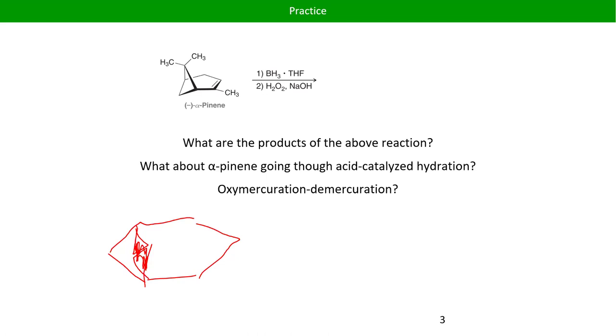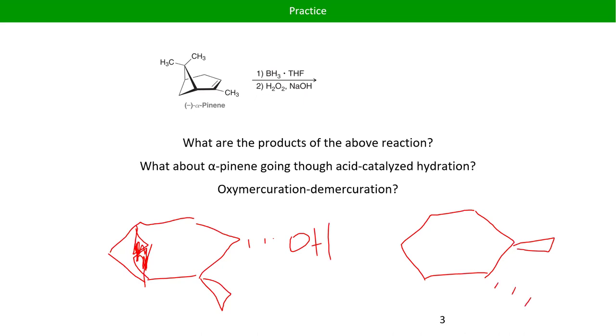So our first product is going to be, if we have the methyl up, we have the OH down, or they could be flipped, right? We could have the OH up and the methyl down. So which of those seems more likely based on sterics? Does a methyl have a significantly different size than the OH group?